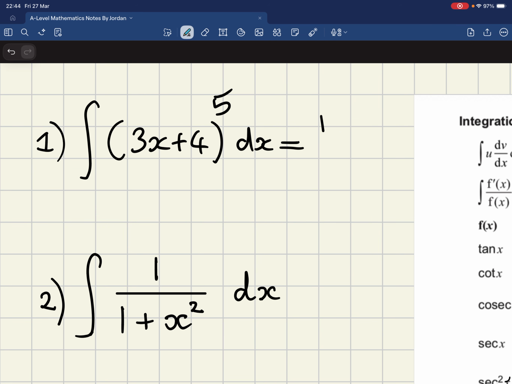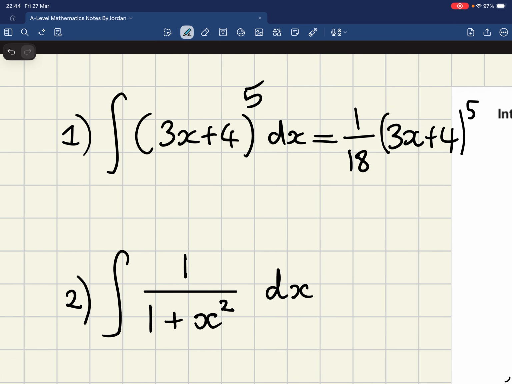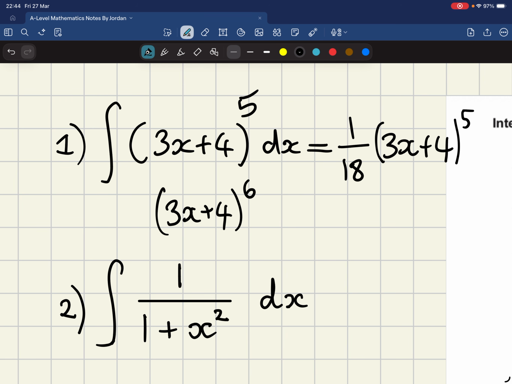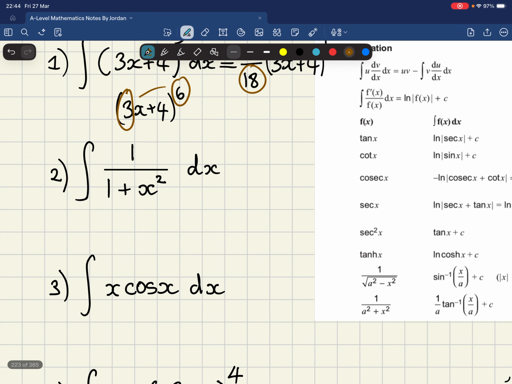Let me just write that a little bit nicer. And the easy way to spot this is simply thinking that if the power increases by 1, that becomes a 6 power. We have a 3 next to our x there when we differentiate it. So if you multiply those together, it gives you 18. And you can just think of that as being the denominator, since when we integrate, you have to do the reverse. Okay? So there we go, that one's that.